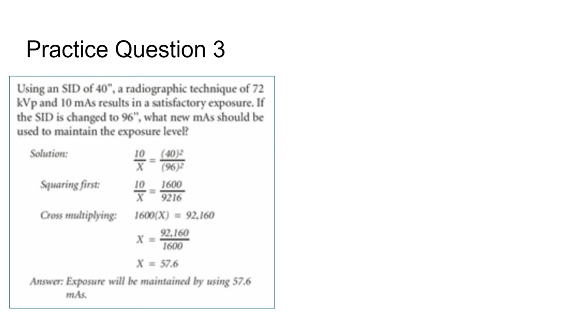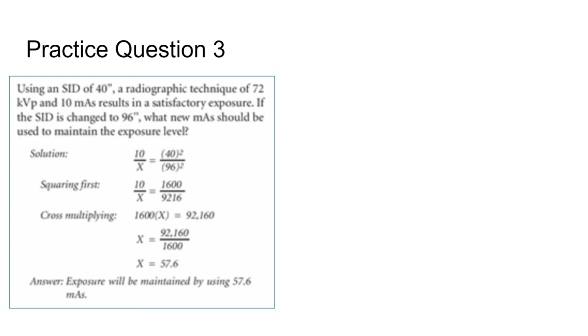Maybe I'll use this part. And it goes on. So let's take a look at this one. Using an SID of 40, a radiographic technique of 72 kV and 10 mAs gives us a good exposure. The whole idea is if your initial exposure doesn't work well, then changing it to a new exposure is probably not going to work either, even if you follow the rules of the formula. That's why they're like results in a satisfactory exposure.